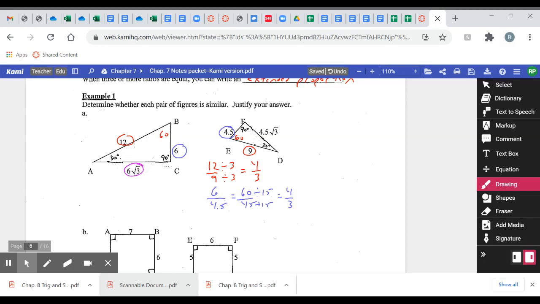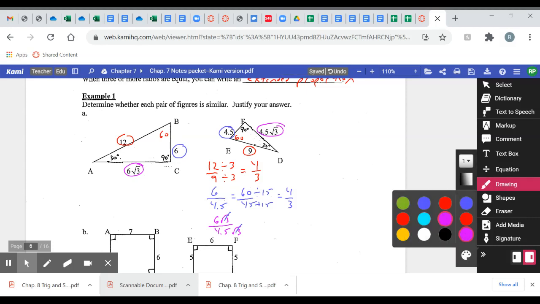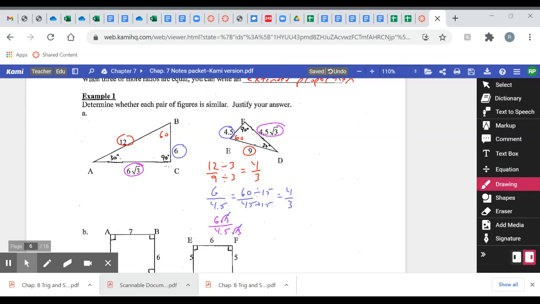All right, and then lastly, we've got 6 square root of 3 over 4.5 square root of 3. And in this case, hopefully you're seeing that the square root of 3 can cancel out. And then I'm left with 6 over 4.5, which I already did the work in blue right there. It will reduce down to 4/3. I don't need to do that work again. And so now I can see that, yes, these figures are similar.